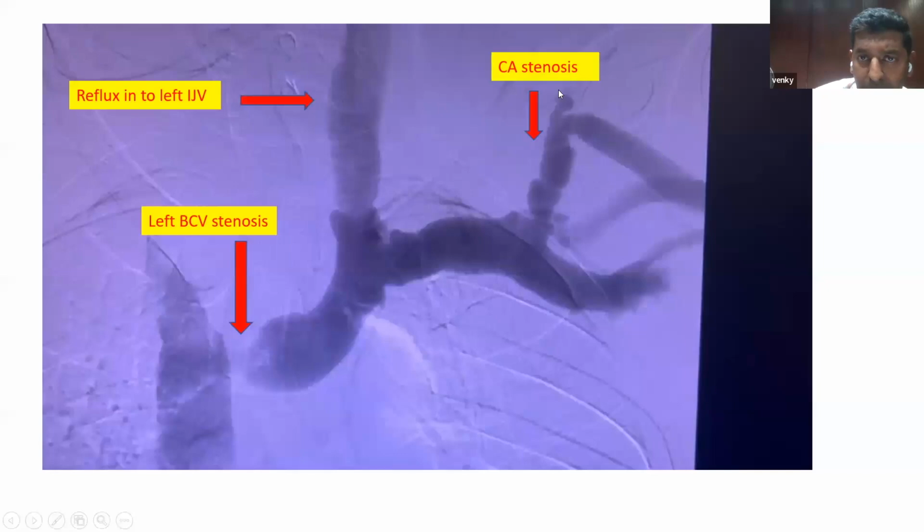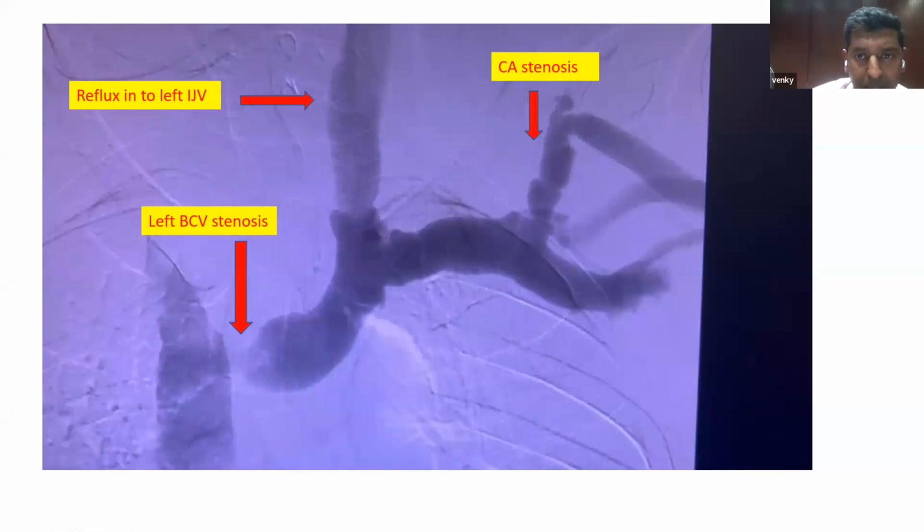So this is the venogram. You can see the prominent vasculature due to the high outflow for a long period of time. You can see the cephalic vein with a doubtful lesion in the cephalic arch. I could say it's around 30-40% stenosis in the cephalic arch. And the brachiocephalic vein, I could say it's around 70% stenosed. And you're seeing a prominent reflux of blood into the internal jugular vein.